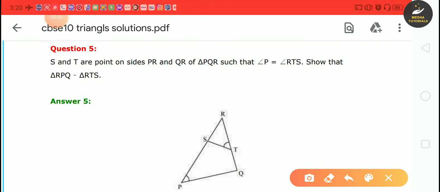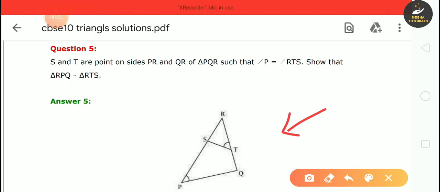Question 5. S and T are points on sides PR and QR of triangle PQR such that angle P is equal to angle RTS. Please see this diagram. So this is triangle PQR and S and T are on sides PR and QR. Now also it is given that angle P is equal to angle T and angle R is common angle for both triangles. Therefore using AA test you can say that triangle RPQ is similar with triangle RTS.